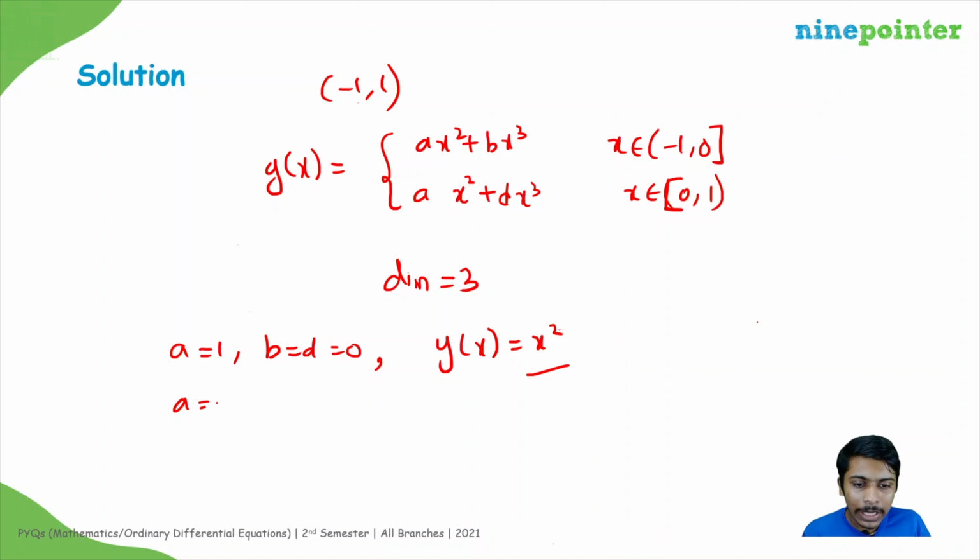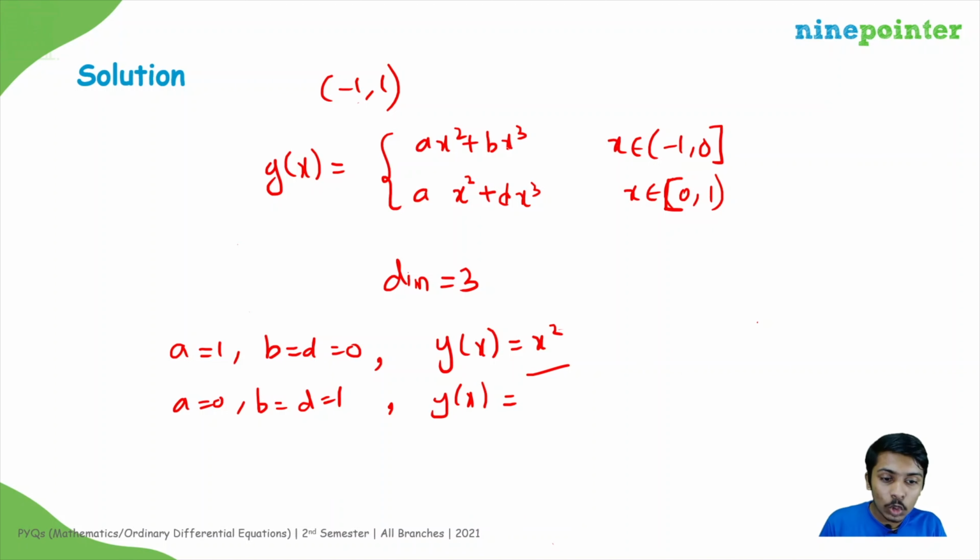Similarly, just put a equal to 0, b equal to d equal to 1. What will be the solution? y of x is equal to x cube in the positive region and x cube in the negative region. So in general, we have x cube as the function.